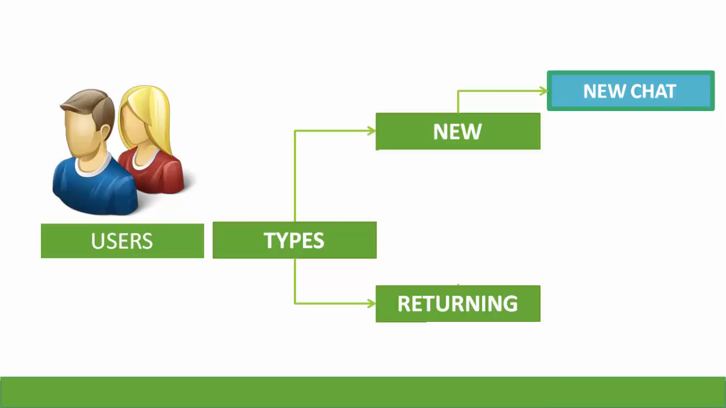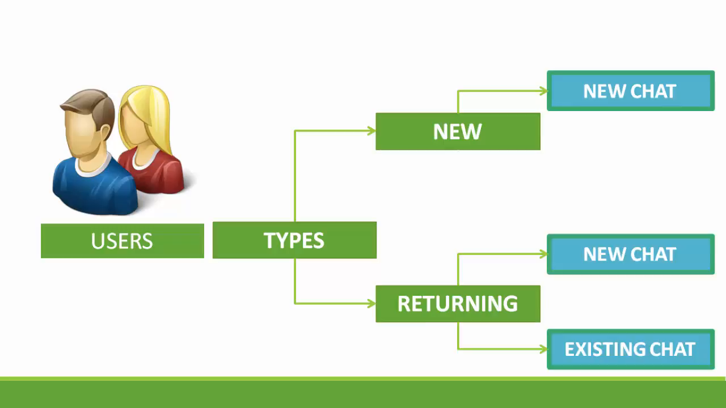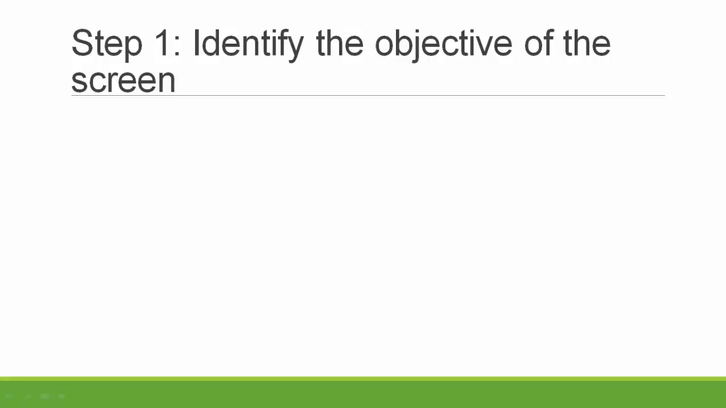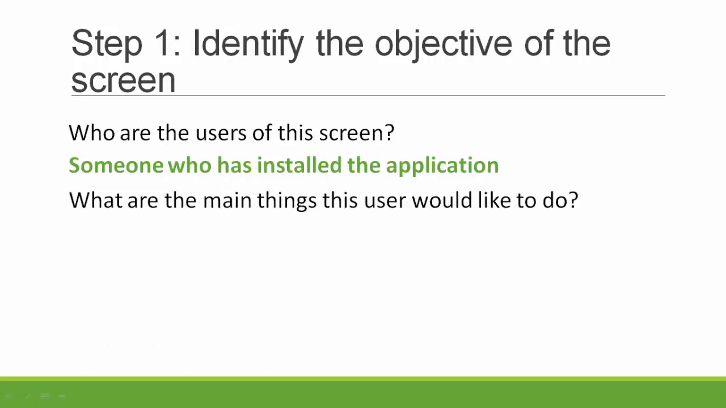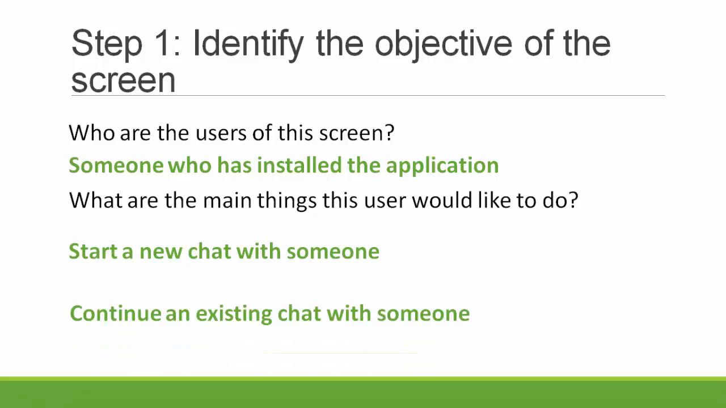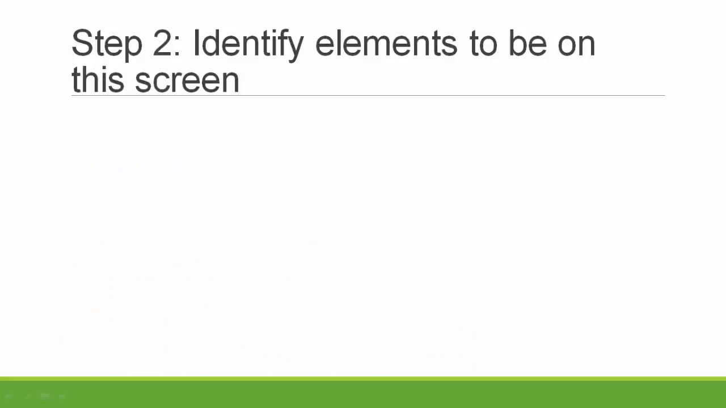And then you have a returning user. The expectations are more or less the same. Start with a new chat and continue an existing chat. So let's identify the objectives of the screen. Someone who's installed the application, as I mentioned, start a new chat with one particular person, continue an existing chat with another person. What are the elements to be on the screen?